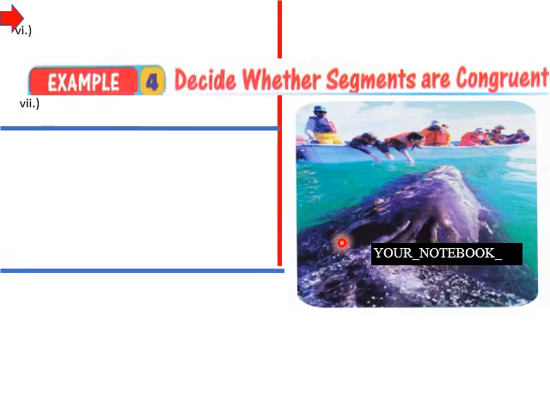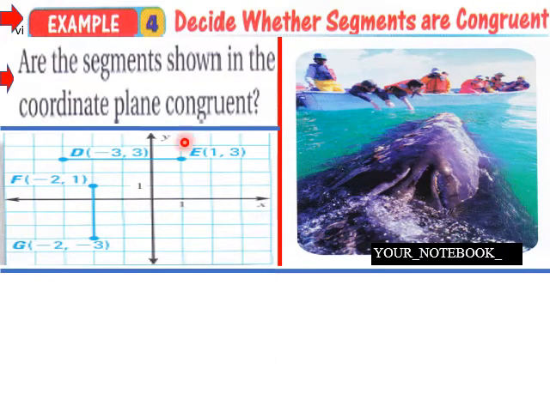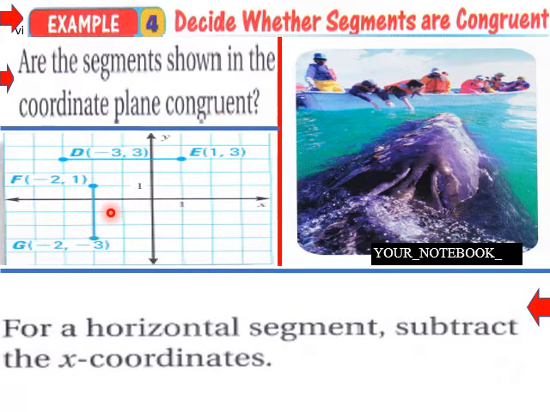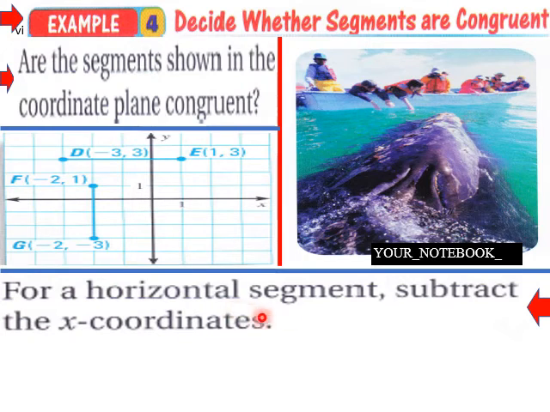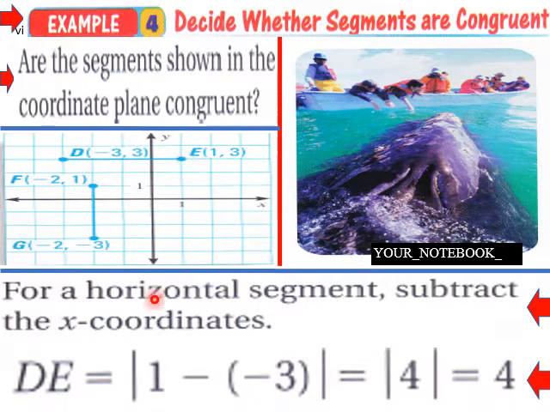And then into another notebook entry here, example 4, decide whether segments are congruent. So this is on your homework. Are the segments shown in the coordinate plane congruent? How do we figure that out? For a horizontal segment, subtract the x coordinates. So for horizontal, we need to subtract the x coordinates. So DE would equal 1 minus the -3, which would equal 4. So 1 minus the -3 would equal the absolute value. Distance is absolute. There is no negative distance, so it would equal 4 for that one.